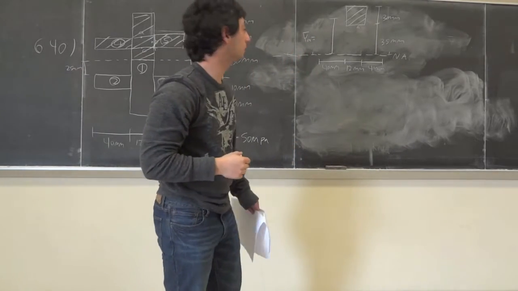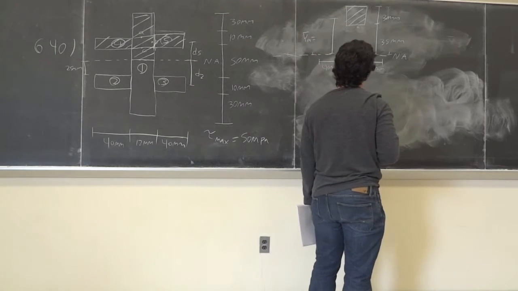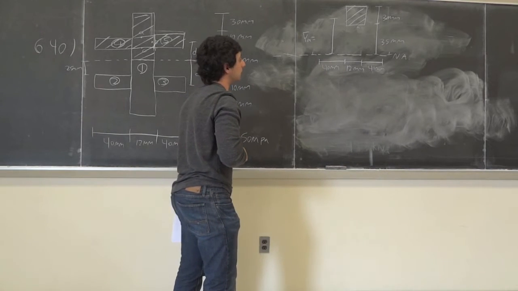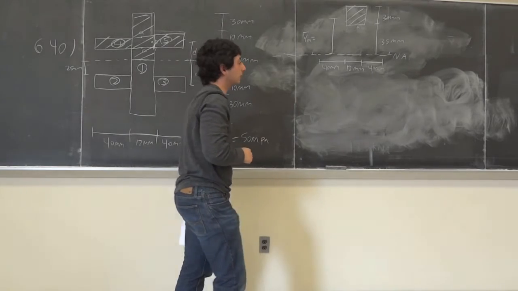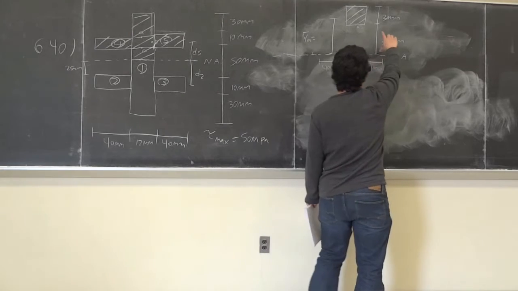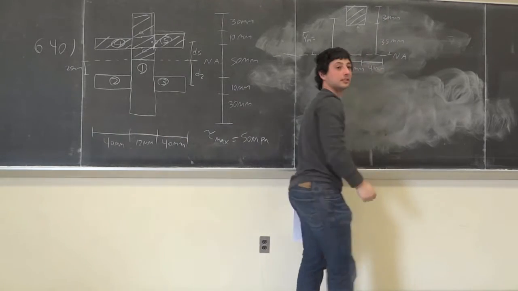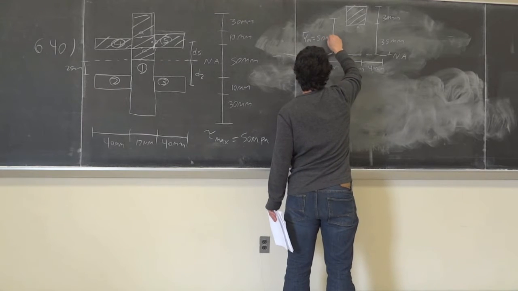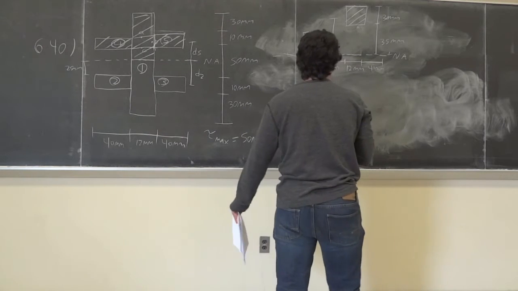What? 32 and a half. 65 divided by 2. No, it's not. It's 30 divided by 2 plus 35. Exactly, that's it. So 35 plus half of this. Yeah, 50, so it's 50 millimeters. Okay, so y bar A is 50 millimeters.